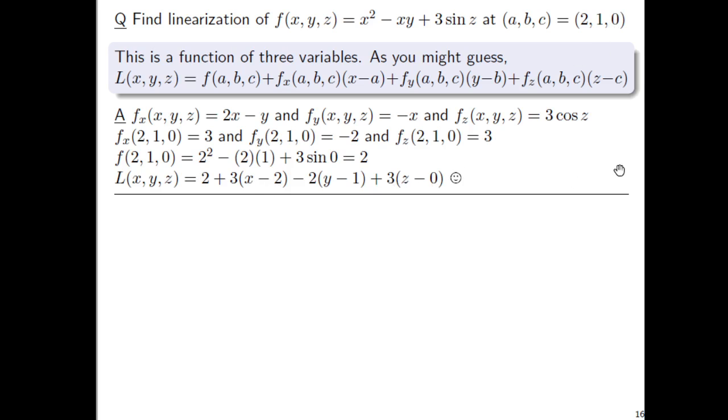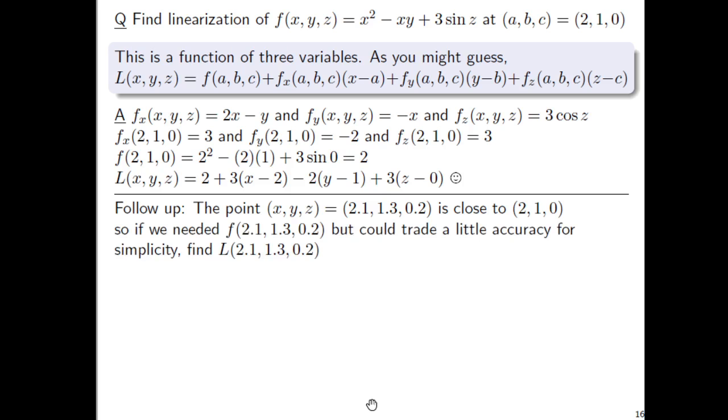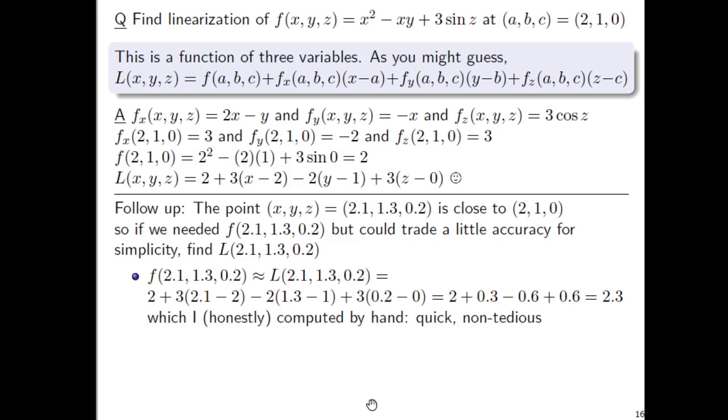Look at how nice the linearization is, even though the function, and this function wasn't bad, but I hope you get what I mean. The linearization just always has this very predictable format, and the follow-up is that the point x comma y comma z equals 2.1 comma 1.3 comma 0.2 is very close to 2, 1, 0, right? I just picked a little bit of a decimal to attach to the 2, 1, and the 0. And so if we needed f of 2.1 comma 1.3 comma 0.2, but we're willing to trade a little accuracy just to do something a little simpler, then we could find the linearization at 2.1 comma 1.3 comma 0.2. So let's do that, right?